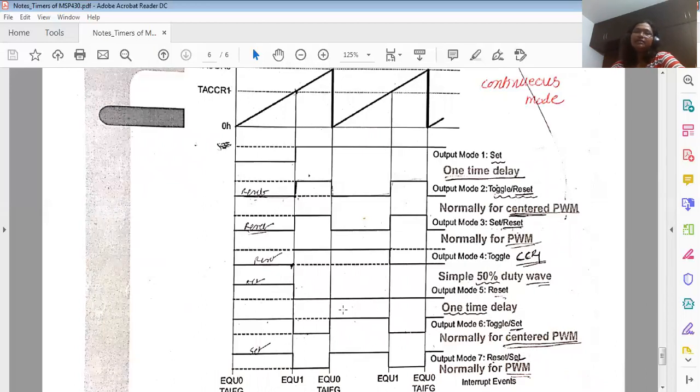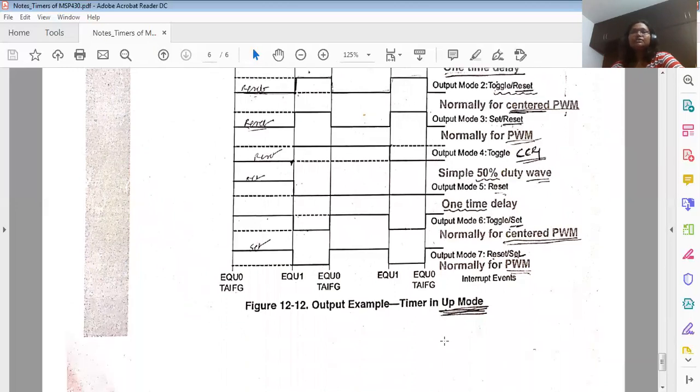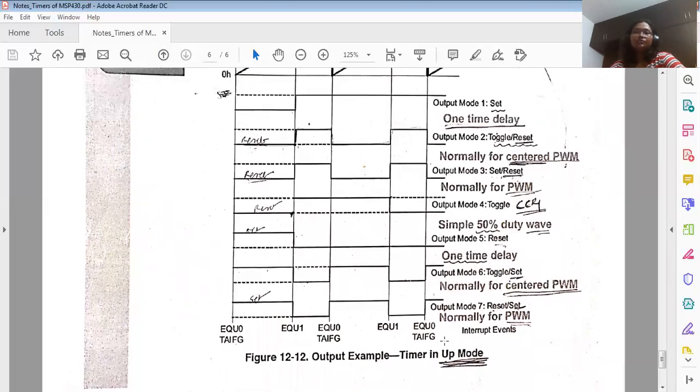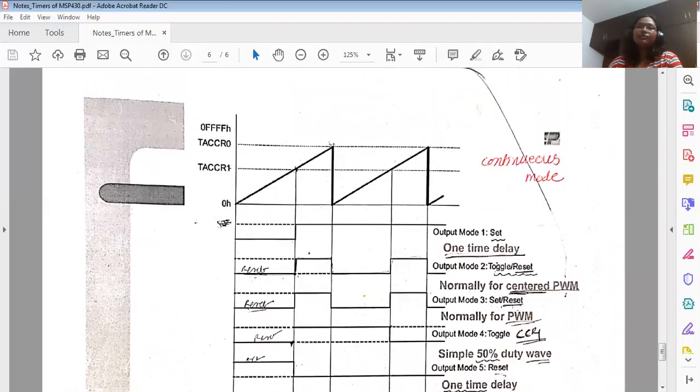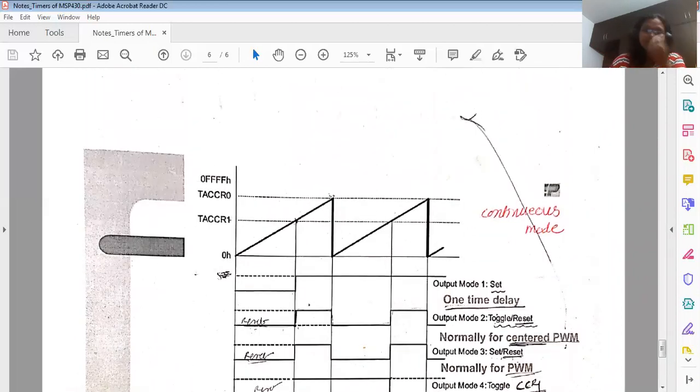So these are the waveforms. Depending on your requirement, you can choose any of these 7 modes. So this is all about the modes of your MSP430 timer. Among these different modes, you can use any of the modes. Thank you.